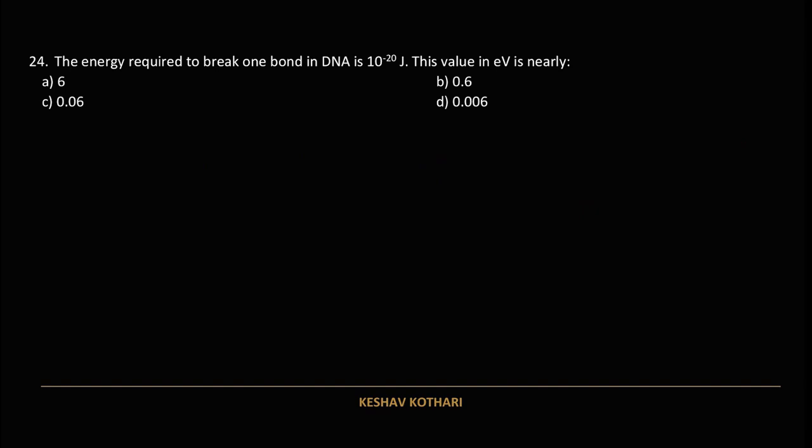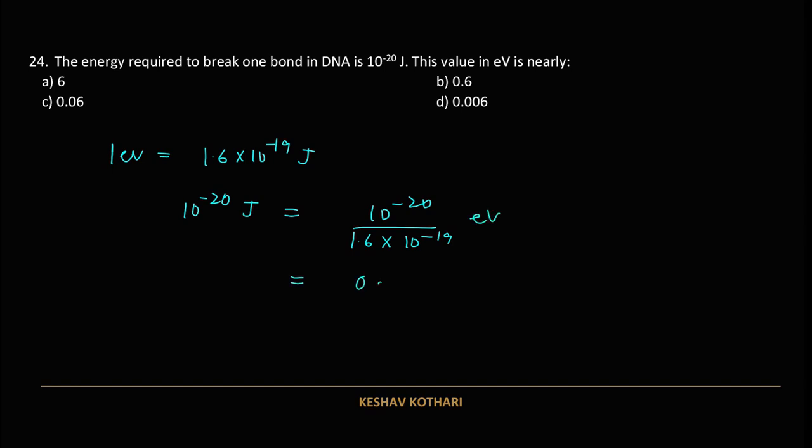The energy required to break one bond in DNA is 10 to the power minus 20 joules, and the value in electron volt is nearly. So if we go with this expression that 1 electron volt is 1.6 into 10 to the power minus 19 joule, or the reverse is also true, that is 1.6 into 10 to the power minus 19 joule is 1 electron volt. So from here we can say that 10 to the power minus 20 joule is equal to 10 to the power minus 20 upon 1.6 into 10 to the power minus 19 electron volt, and on solving we obtain a value equal to 0.0625 electron volt. That is, for this particular problem, option C is correct, 0.06 electron volt. Let us move to the next problem.